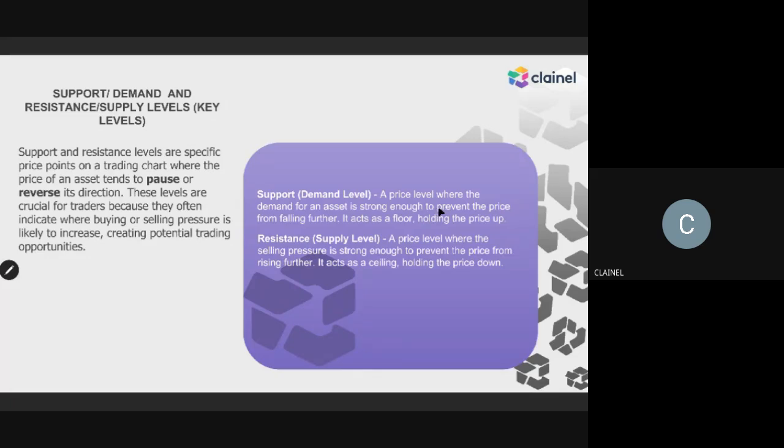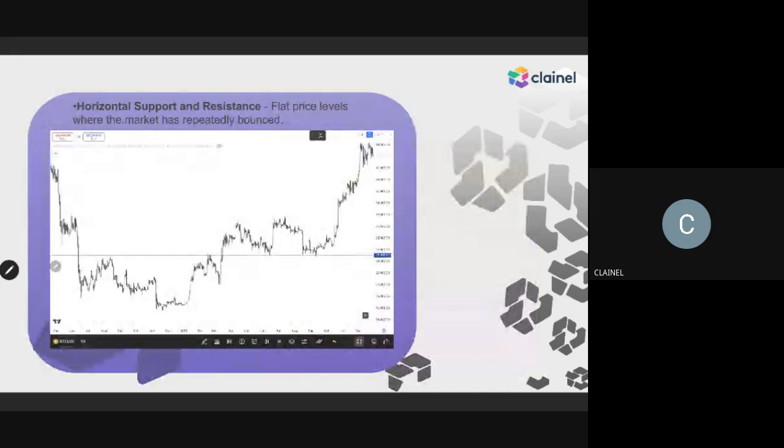Your resistance or supply level is a price level where the selling pressure is strong enough to prevent the price from rising further. It acts as a ceiling, holding the price down. Okay, we'll look at that. So right here, we have the horizontal support and resistance levels.